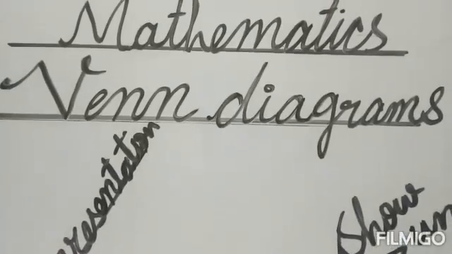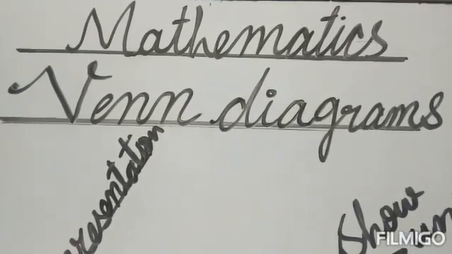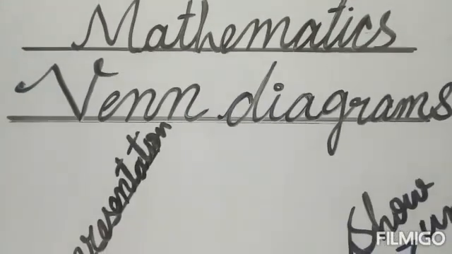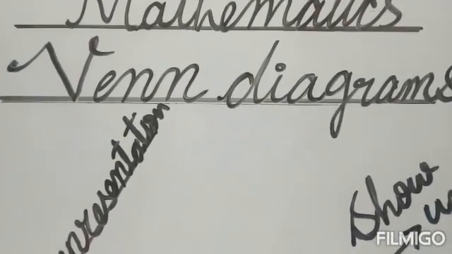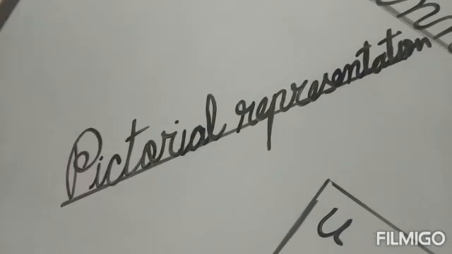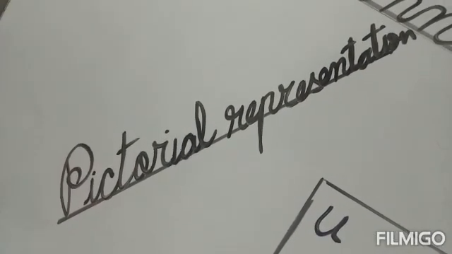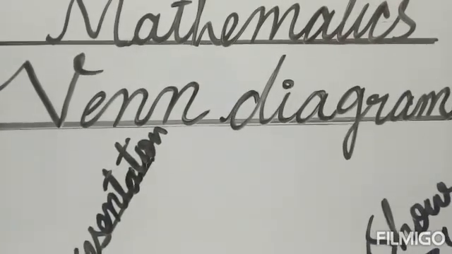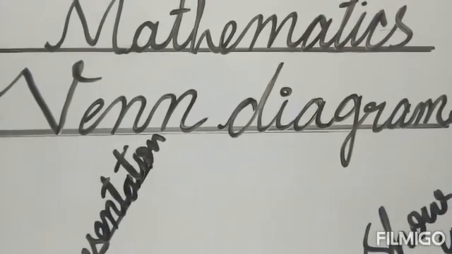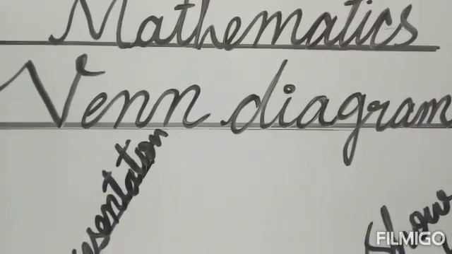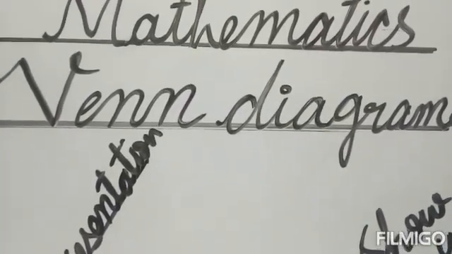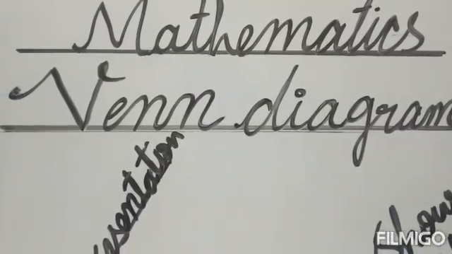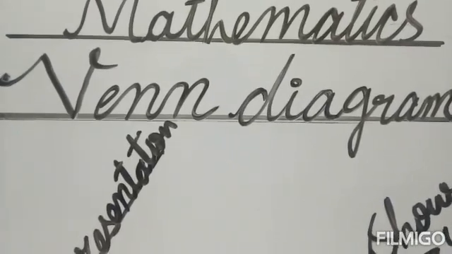Okay class, now we are going to start today's lecture, that is about Venn diagram. What is the Venn diagram, students? A Venn diagram is a pictorial representation of a set. The Venn diagram is named after John Venn, who created the diagram in 1880. It is a graphical or pictorial representation of relationship between different groups of things.